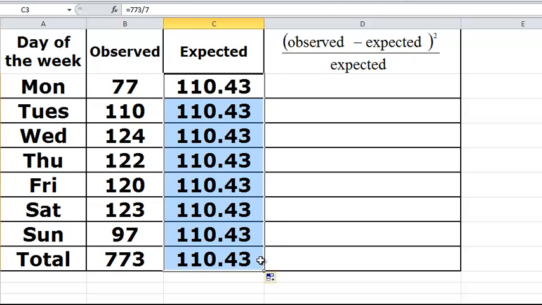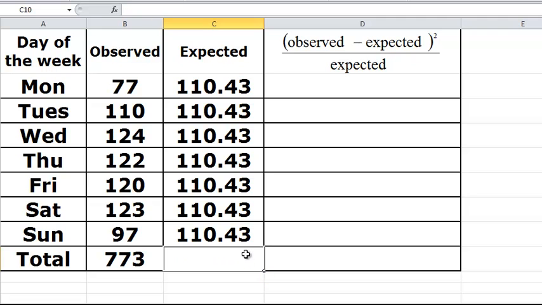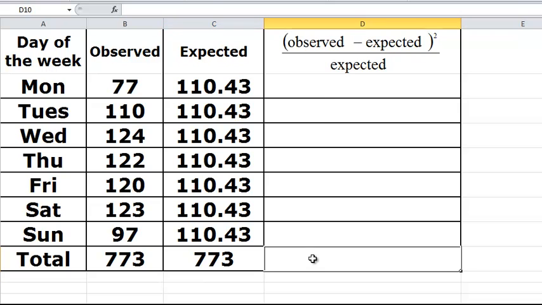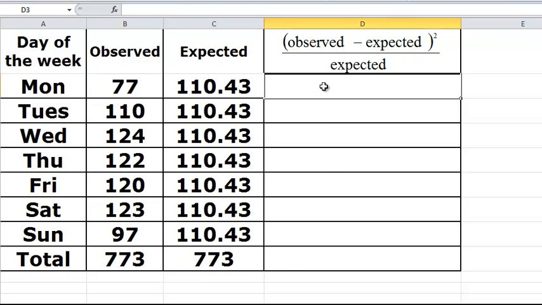So we just go ahead, we can just add these up here. It turns out to be 773. So these are the expected values. Then in this column we can calculate the observed minus expected square. So this is observed, this is minus expected.